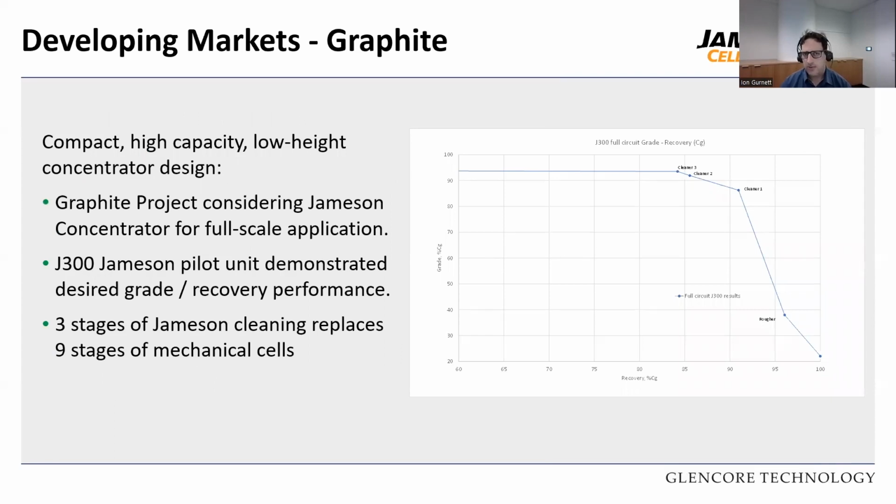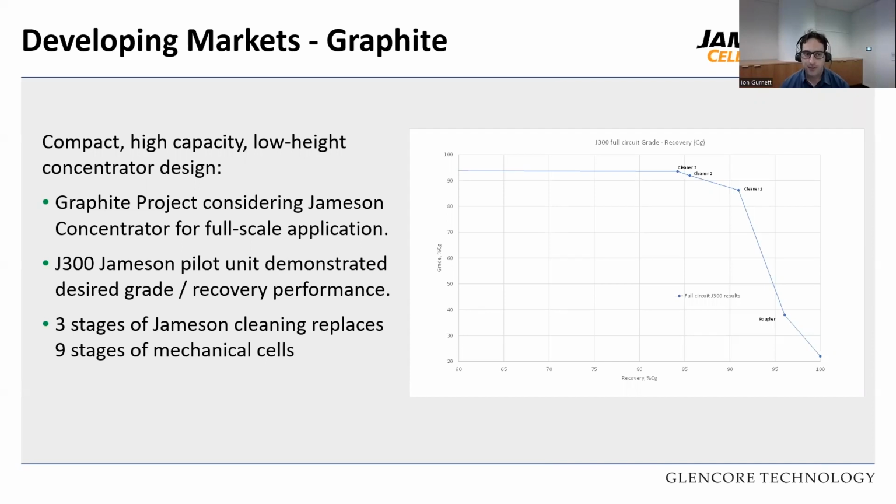Now let's talk about a few examples. Graphite is a big one. Graphite is something there's been a lot of interest in lately, and it's mostly due to the ability for high capacity, low height concentrator designs. Here I've got some test work that was done on a J300, which is a pilot style test rig. This graphite concentrator was considering the Jameson Cell technology for a full-scale application. The J300 is a lab-scale pilot, which replicates the performance of the downcomer in a laboratory.